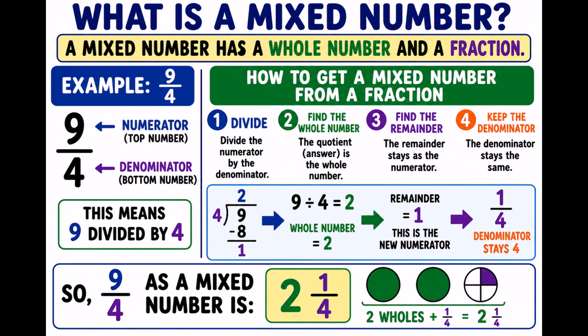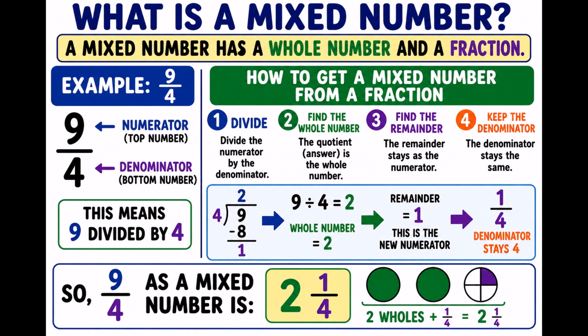All right, so understanding mixed numbers. We're going to learn about mixed numbers. A mixed number is made up of a whole number and a fraction. All right, let's look at the fraction 9/4. To change the improper fraction into a mixed number, we're going to follow these steps. Step 1, divide the numerator by the denominator. That means 9 divided by 4 equals 2, with 1 left over.